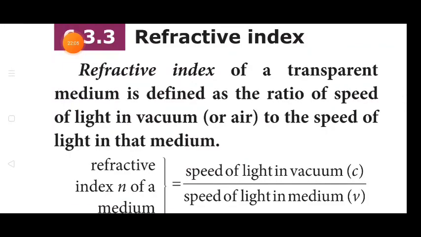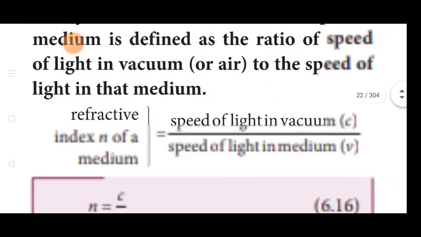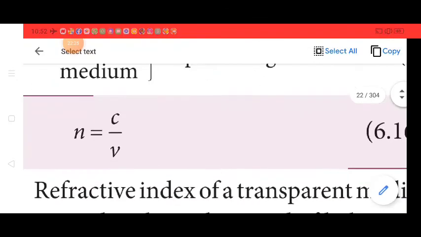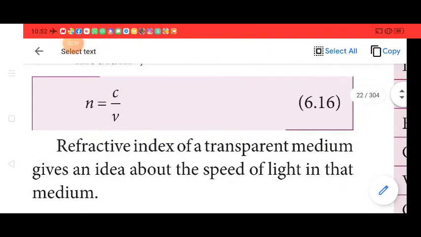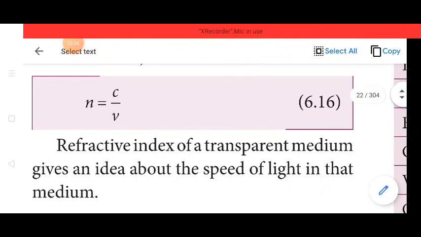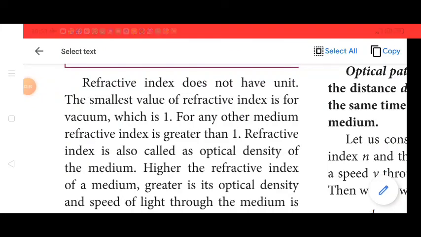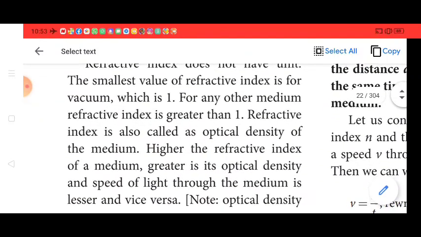Refractive index. The refractive index of a transparent medium is defined as the ratio of the speed of light in vacuum or air to the speed of light in that medium. The refractive index n of a medium is equal to the speed of light in vacuum by the speed of light in the medium. So, n is equal to c by v. The refractive index of a transparent medium gives an idea about the speed of light in that medium. Refractive index does not have a unit. The smallest value of refractive index is for vacuum, which is 1. For any other medium, the refractive index is greater than 1.